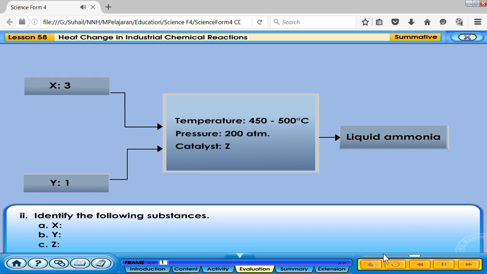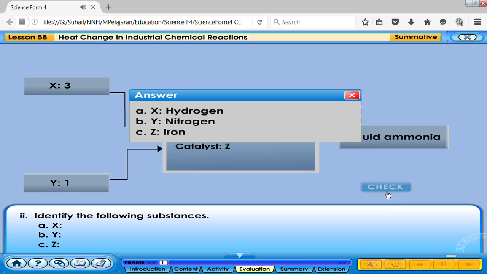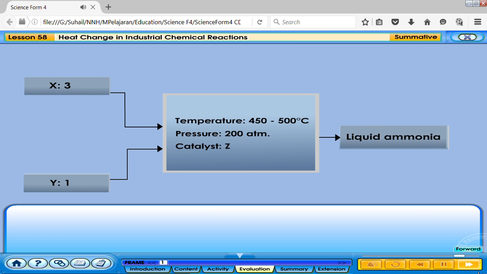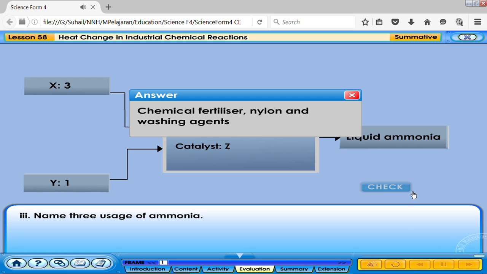2. Identify the following substances. A. X. B. Y. C. Z. A. X. Hydrogen. B. Y. Nitrogen. C. Z. Iron. Three. Name 3 usages of ammonia. Chemical fertilizer, nylon, and washing agents.